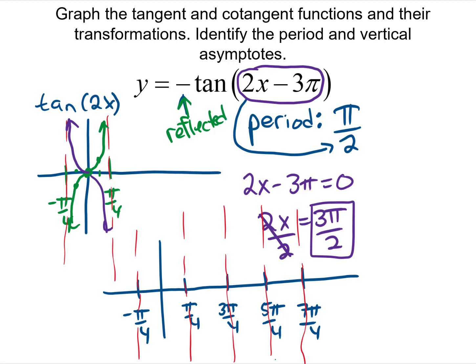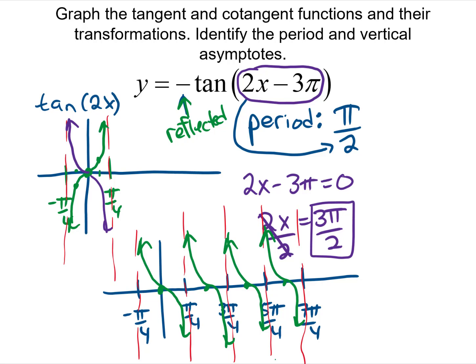And then we know the tangent graph would cross in the middle, and it was reflected, so it would go this other way. And I'm going to put several cycles of this in. They're not really cycles, several periods here. So the repeats look like this. Now, that's what it would look like without the phase shift. I'm supposed to move everything to the right by 3 pi halves.